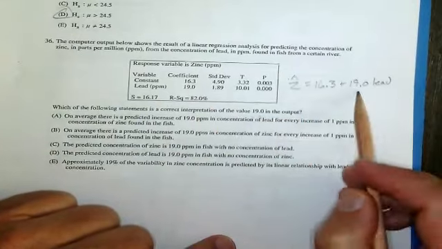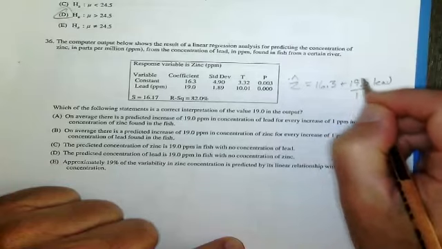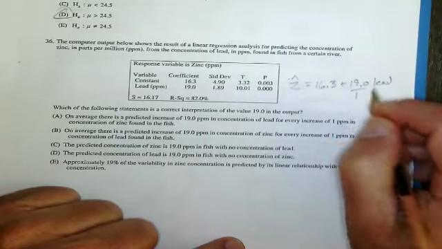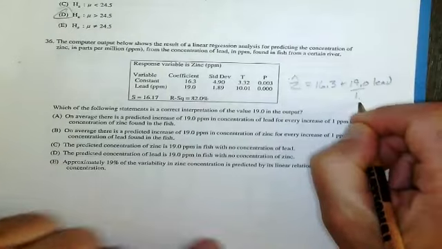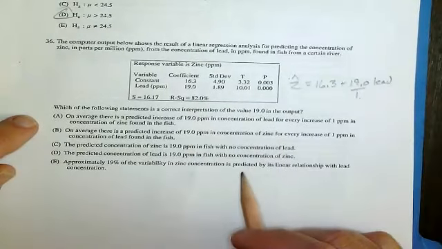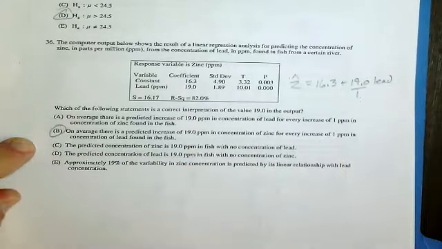What's the correct answer? I put this over 1. Rise over run. Independent is my denominator. So it's 19 parts zinc per 1 part lead. 19 parts zinc for every 1 increase in lead. That answer is B.